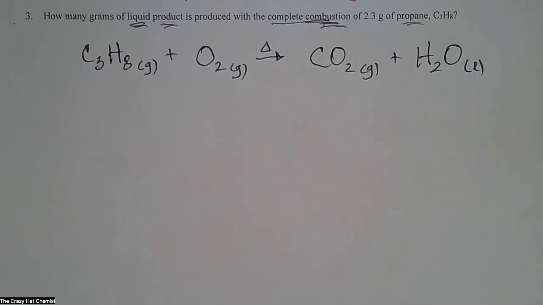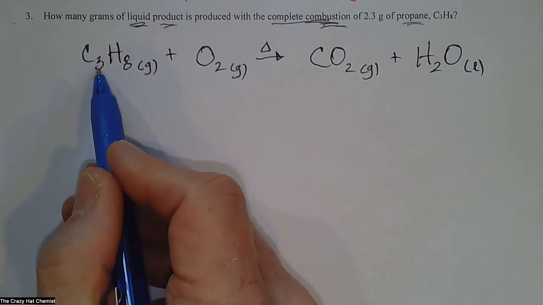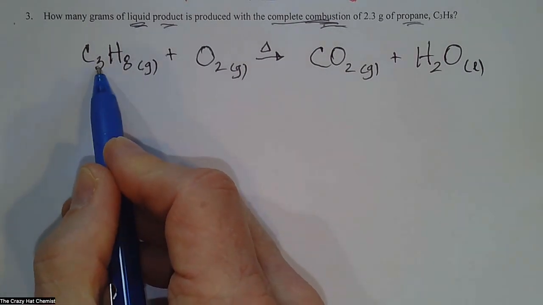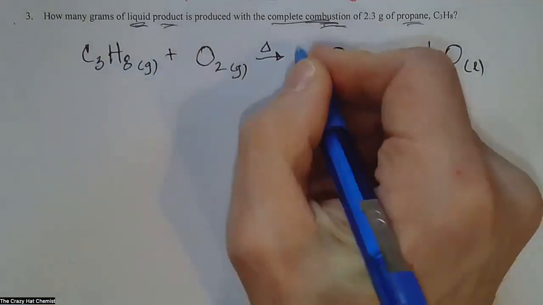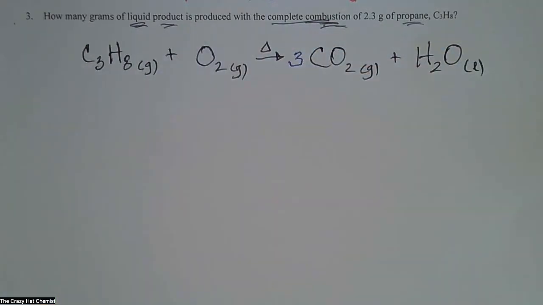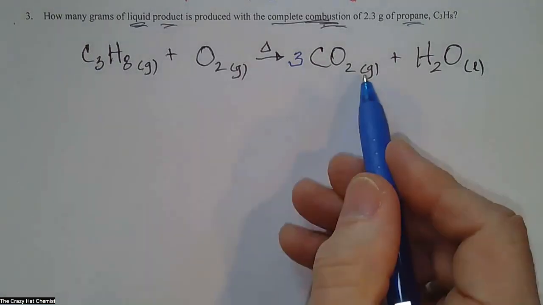Okay, and now what we need to do is balance this reaction. This is a combustion reaction. Combustion reactions are always balanced in a particular order. That particular order is as follows. We're going to do carbons first. There are 3 carbons here on the reactant side. I'm going to place 3 carbons on the product side in front of the carbon dioxide.